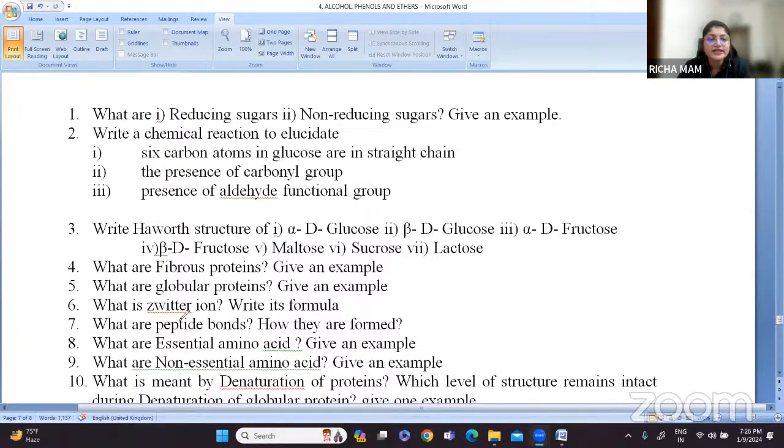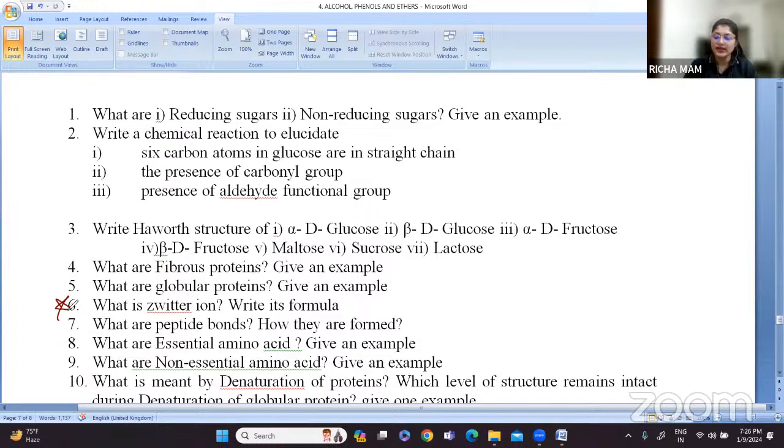Okay, next, what is Zwitter ion? Write its formula. Very important, students, very important. What is Zwitter ion? And write its formula. Yes, students, what is Zwitter ion? Very important.